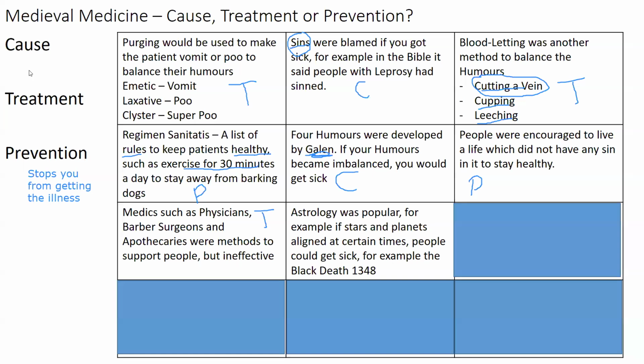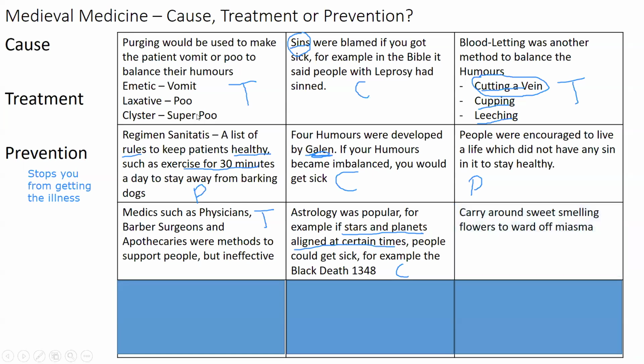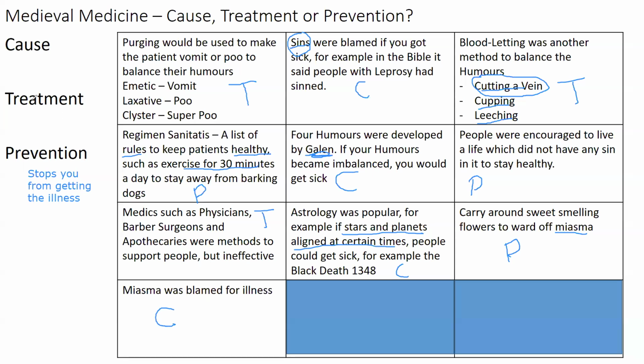Now, astrology was blamed as a reason for sickness. So, if the stars and planets aligned at certain times, people could get sick. And people believed that was one of the causes of the 1348 Black Death. Some people were told to carry around sweet smelling flowers, such as lavender, to ward off miasma. So, we've got two things here. Miasma was a cause of disease in people's minds, but carrying around sweet smelling flowers, such as lavender, was prevention. As I've just said, miasma, toxic air, was blamed for illness. That's a cause.